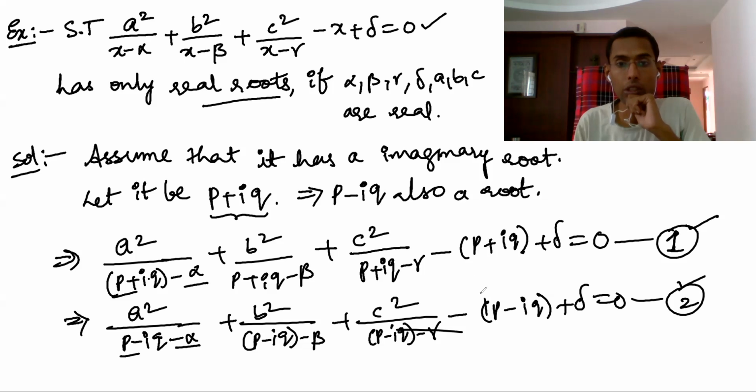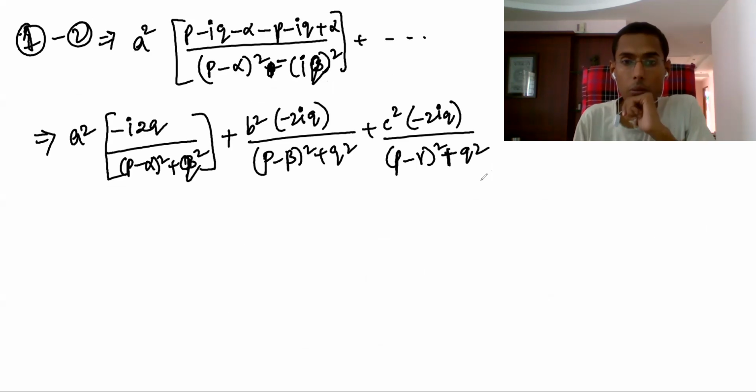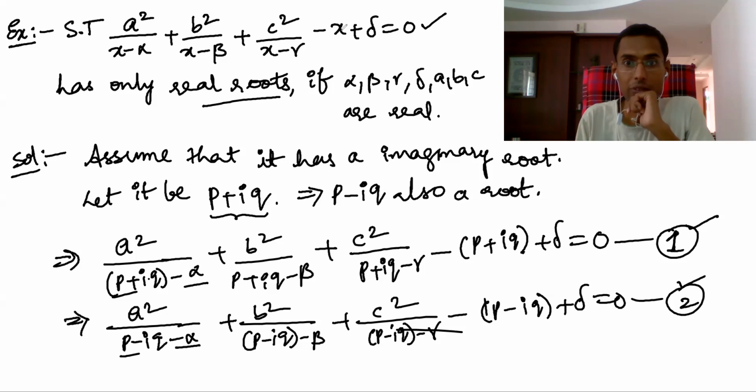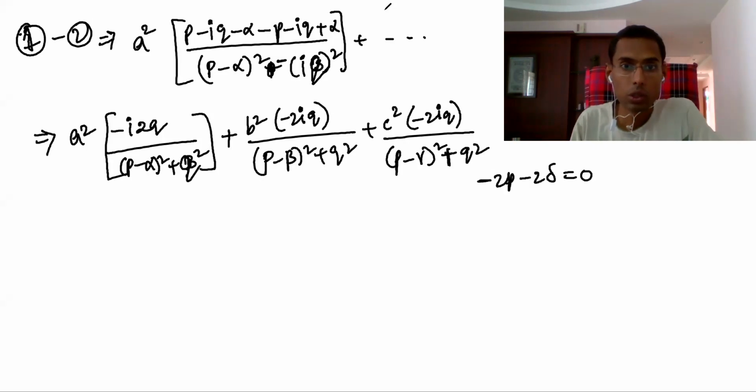So minus 2p in this case, yeah, this is minus 2p, and then your minus iq plus iq gets cancelled. Your minus delta minus delta is minus 2 delta, minus 2p. So what I'm going to get is minus 2p minus 2 delta equal to 0. Once you see this one, in the place of x, we substituted p plus iq for this, and then for this p minus iq we substituted, and this is the thing we got. All right, so this is what we got.